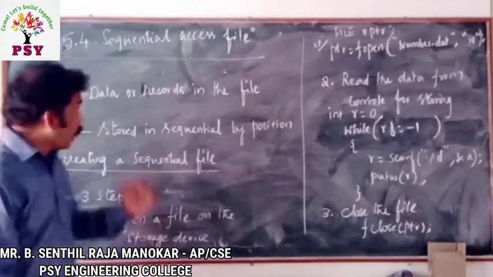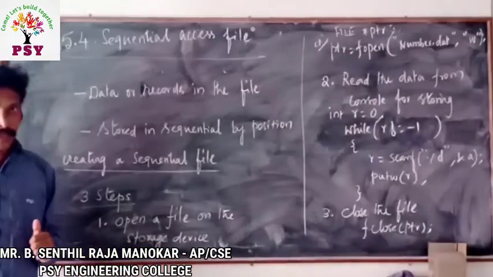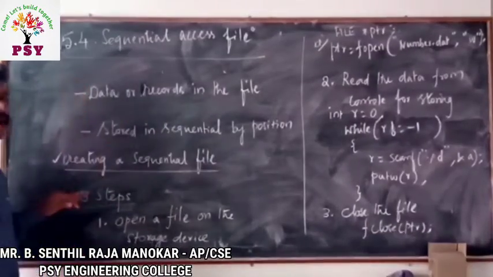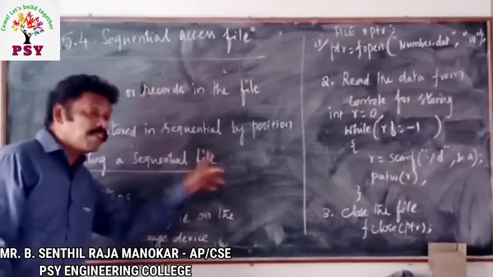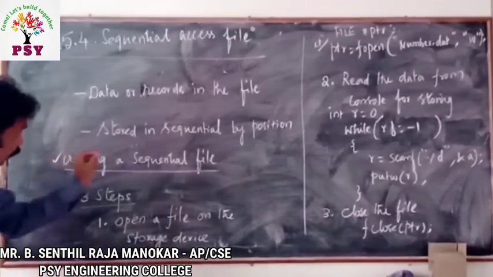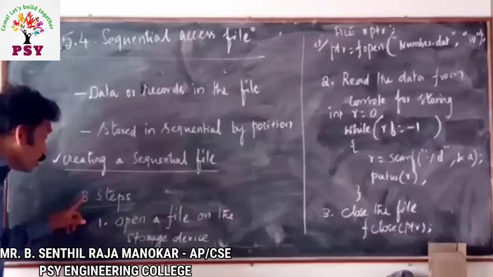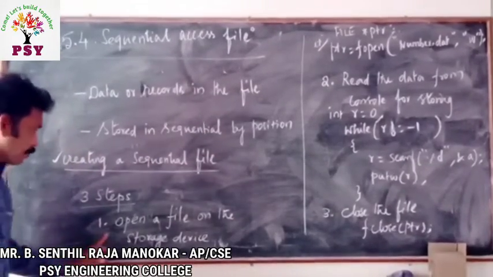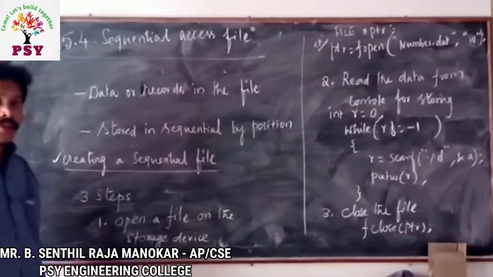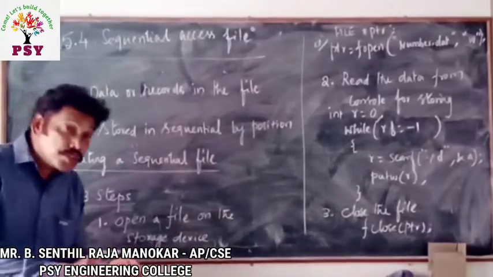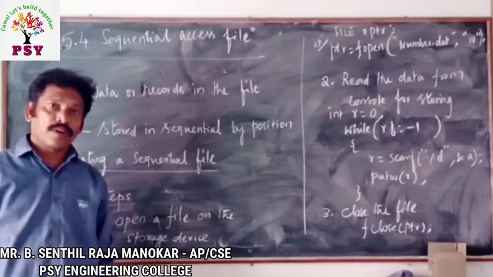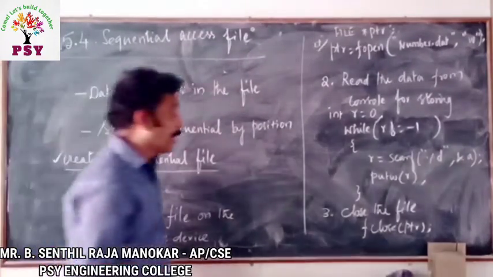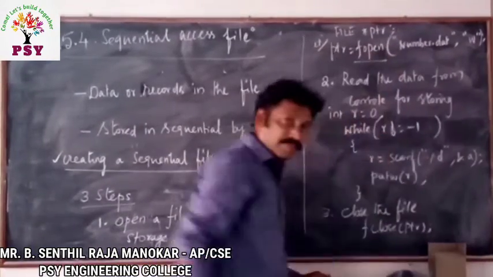So while creating a sequential file, what steps must we follow? That is why we have one important subtopic, creating a sequential file. While creating a sequential file, we must follow three important steps. The first and foremost step is to open your file on the storage device. For that, what function must we use? We must use the fopen function.